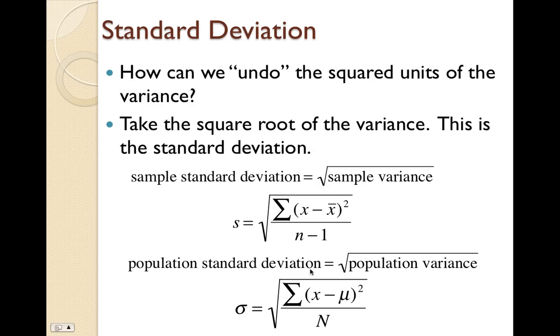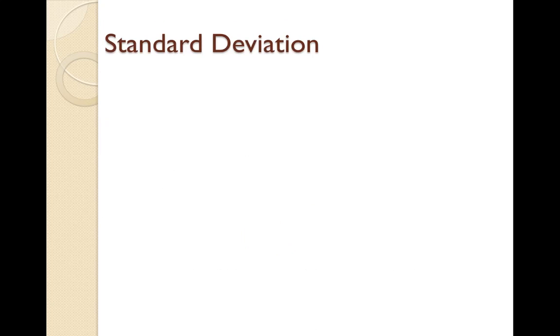Now notice the two symbols that we use for each. Where the population variance was denoted by sigma squared, the population standard deviation is denoted by sigma. While the sample variance was denoted by little s squared, the sample standard deviation is denoted by s. So it really is the same exact calculation as before, but we have one more step, which involves taking the square root.